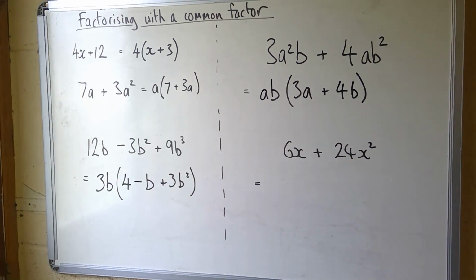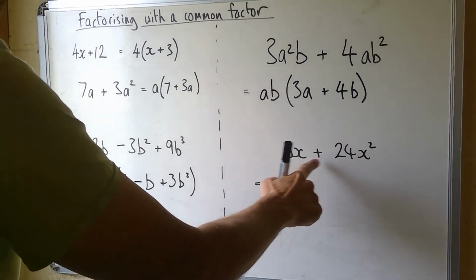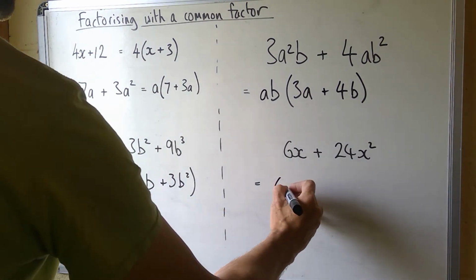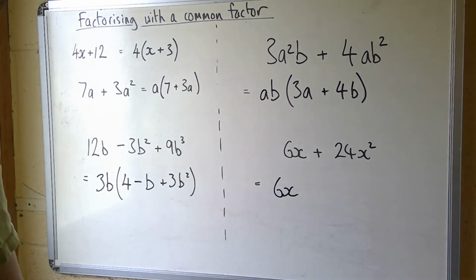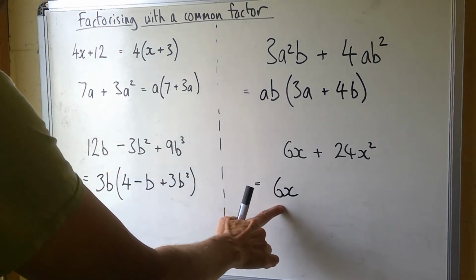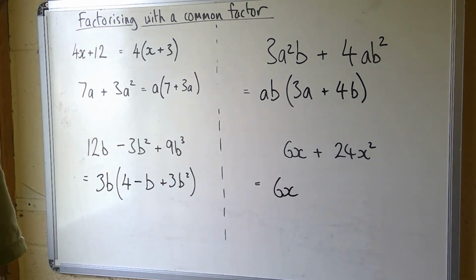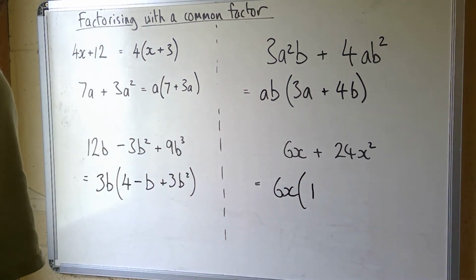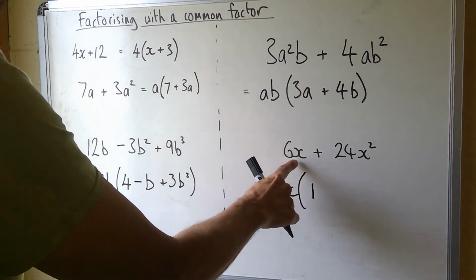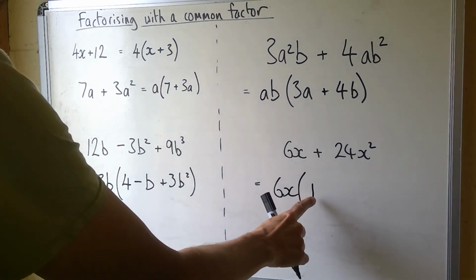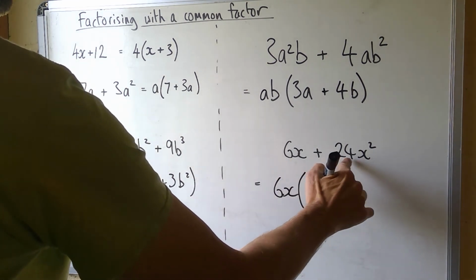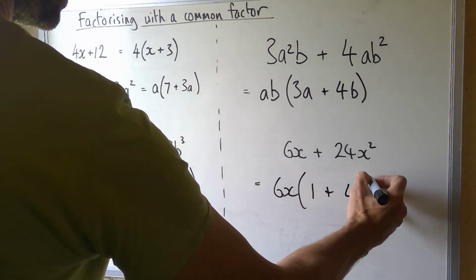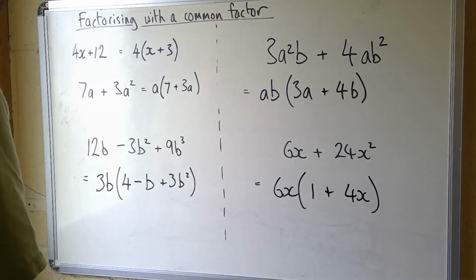Final one here I've chosen on purpose, because the highest common factor here, the number part will be 6 and the letter part would be 1. So actually the highest common factor is one of the terms. When this happens, you can't just ignore it. You put a 1 there, because 6x times 1 would take you back to 6x, not a 0, it's a 1. And then 24x squared divided by 6x will be 4x. Once again, you could check that by expanding.